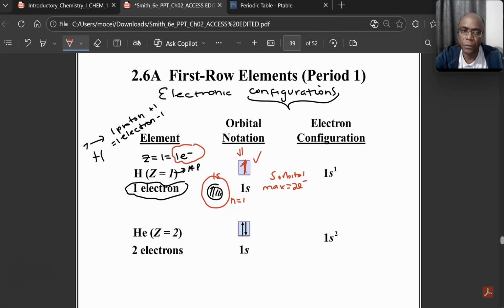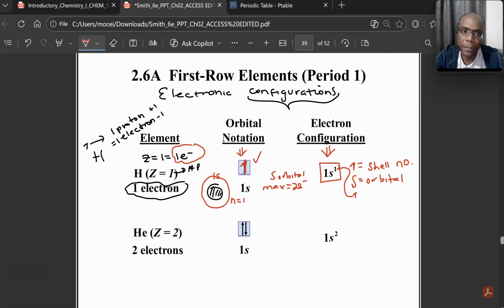That's the orbital notation for it. So the electronic configuration will in turn be written as 1s1, where the 1 is the shell number or principal quantum energy level number. So that's the shell number, and then the s is the type of orbital and could also represent the subshell. And superscript 1, that's just the number of electrons we are counting for. Remember, we knew we had one electron because we knew the atomic number of hydrogen is 1 with one proton.